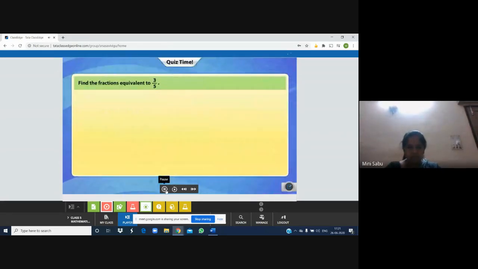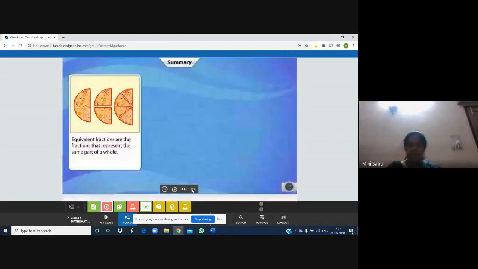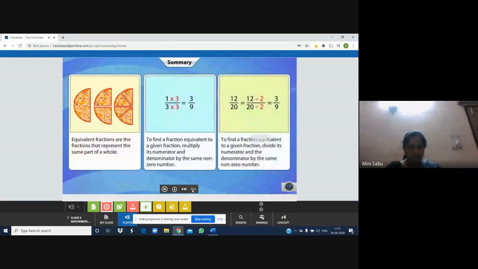Find the fractions equivalent. This we have already done yesterday, so I am skipping that. Let's summarize what we have learned so far. This is the summary. Yes, we have learned so far about equivalent fractions, all these points. First point is this: equivalent fractions are the fractions that represent the same part of the whole. You may be remembering that video about pizza. 3 children were sharing pizza in 3 different ways.